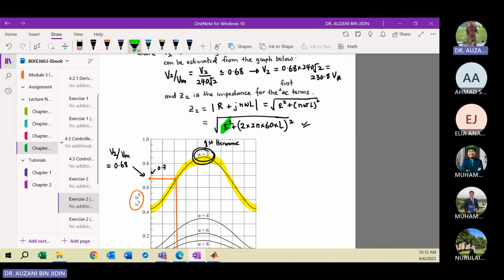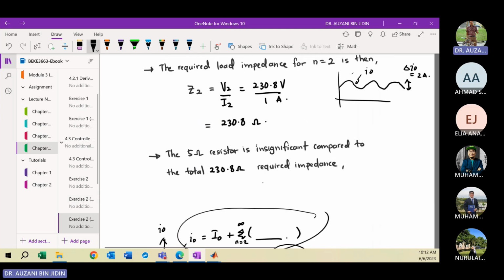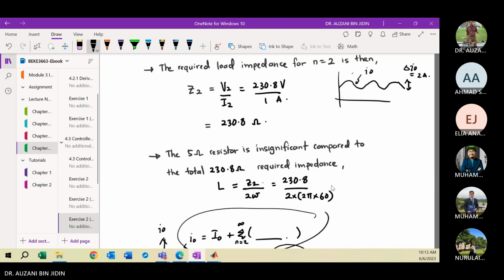Then from here you can calculate the L. L is Z2 divided by 2 omega only, because R is neglected as it is too small compared to the total impedance. So here Z2 is 230.8 divided by 2, where omega is 2 pi 60. Then from here you get L is 0.305 Henry.